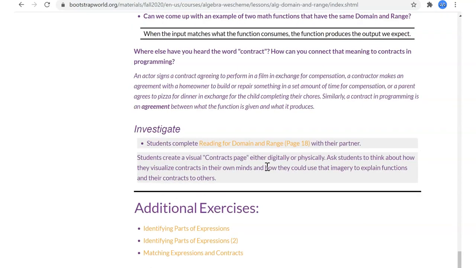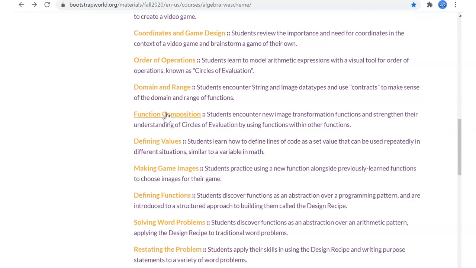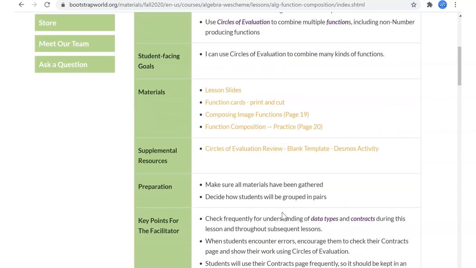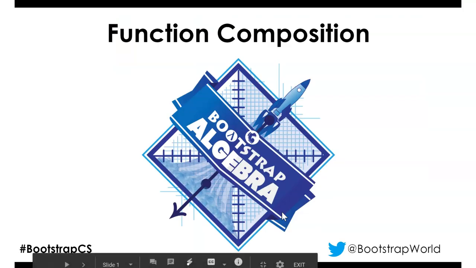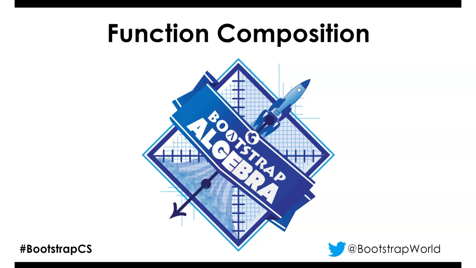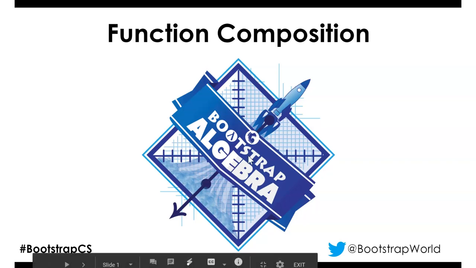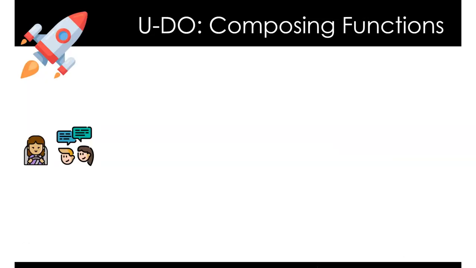And now we're going to talk about function composition. If you remember from algebra, composition is a term where we take the output of one function and put it directly as the input to another function. So we can compose functions by taking the output of one and making it the input of another. We'll see some really practical uses of that in the WeScheme language. We're going to start with a warm-up exercise.